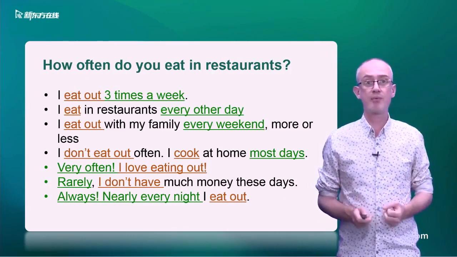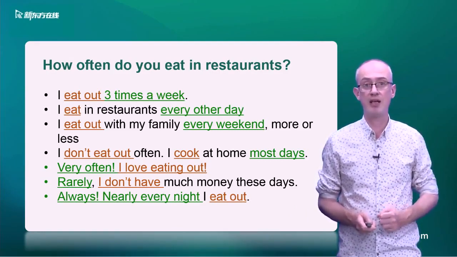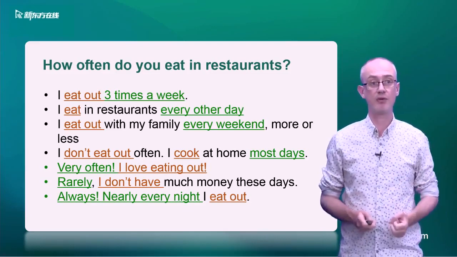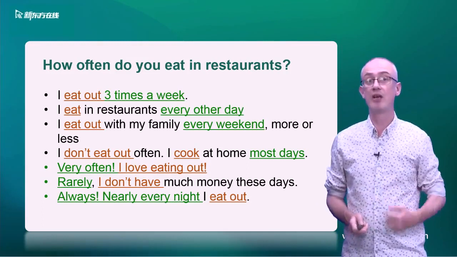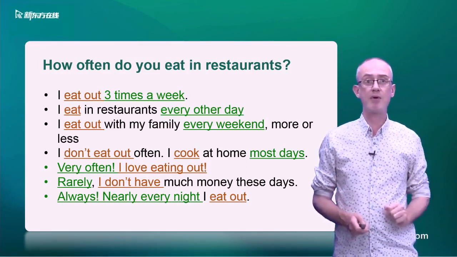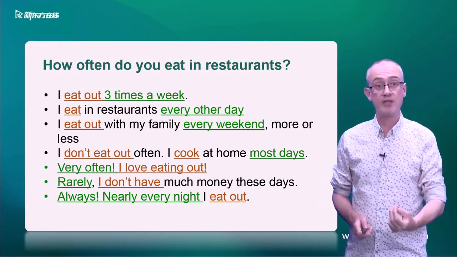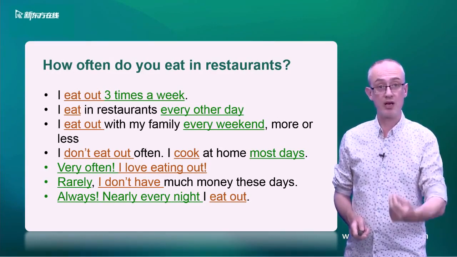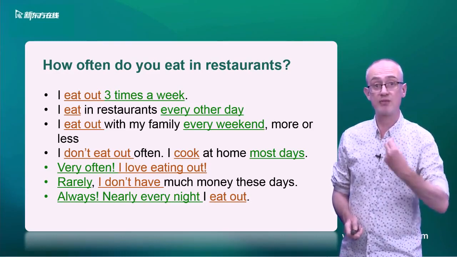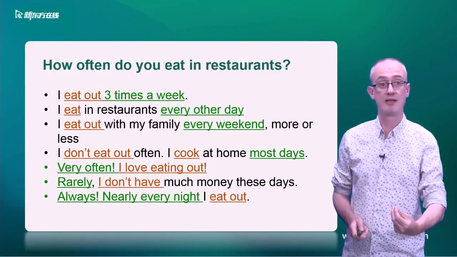Present tense. The present tense used correctly in the positive and in the negative form. I don't eat out often. I love eating out. Verb forms with ing, verb forms with bare infinitive. The Cambridge examiner is actually listening to see if you can use time expressions and adverbs of frequency with present tense forms in the positive and negative correctly.